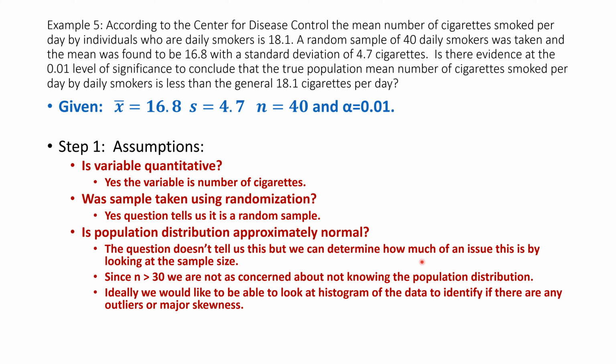So we can determine how much of an issue this is by looking at the sample size. Since the sample size is larger than 30, we are not as concerned about not knowing the population distribution. Ideally, we would like to be able to look at the histogram of the data to identify whether there are any outliers or major skewness.